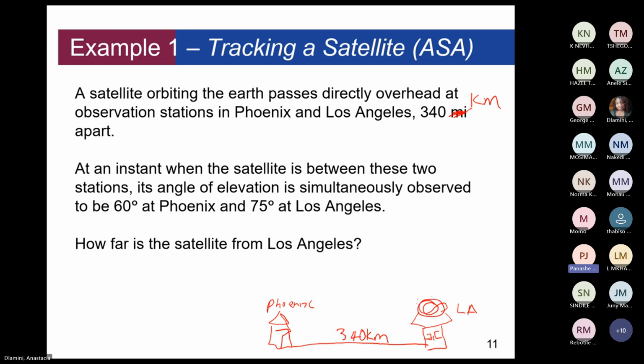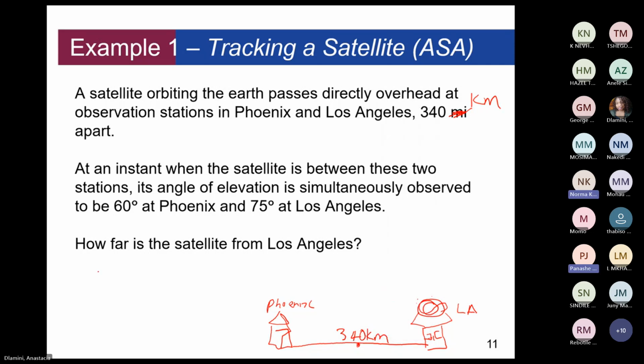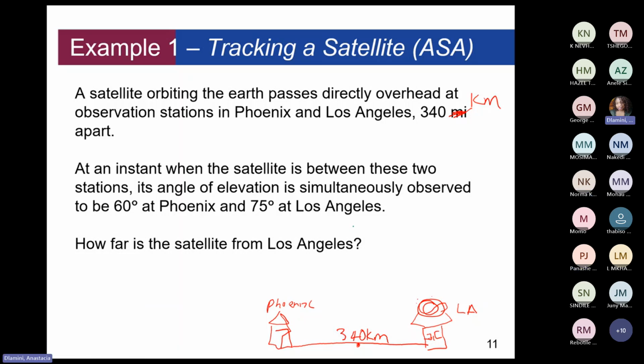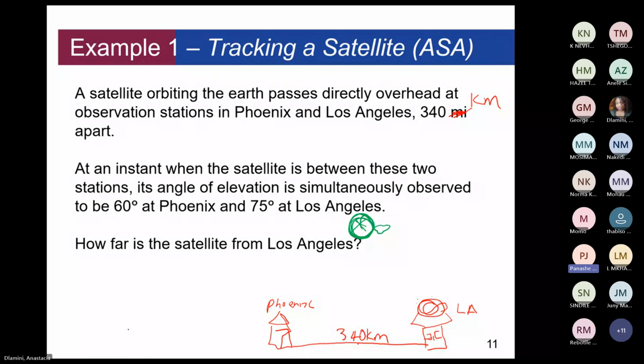And then at an instant, the satellite is between these two stations. So right in the middle, we're going to have our satellite. Right in between Phoenix and LA, at the top, at an angle of elevation. So the satellite is up here. Okay, so here's the satellite. Its angle of elevation is simultaneously observed to be 60 at Phoenix.